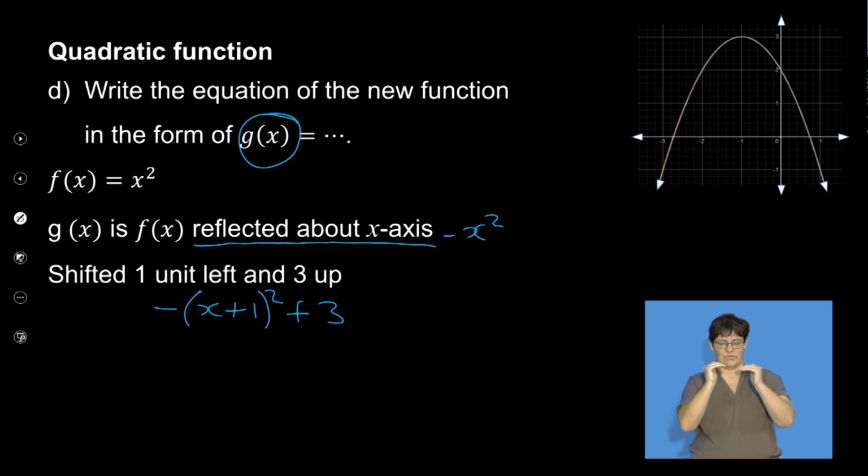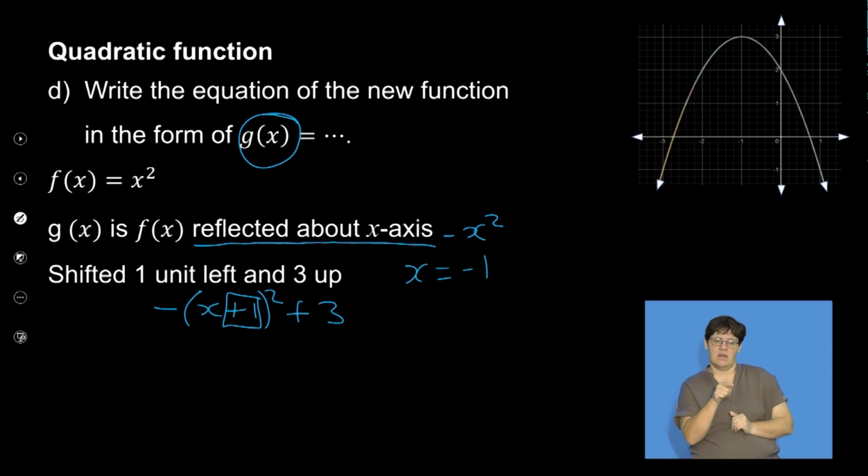And then we shifted this 3 units up, which means it will be plus 3. Now I know some people are going to wonder why it is plus 1 and not -1, because to the left is minus. But it simply means that x equals -1, because that's where it lands.